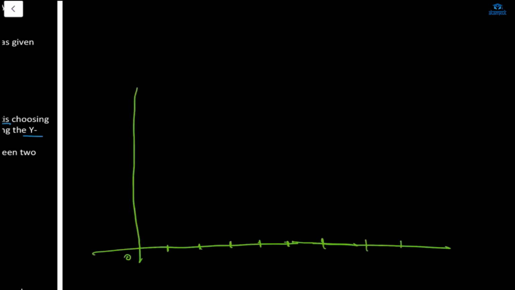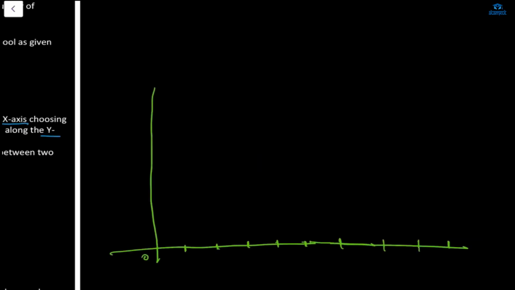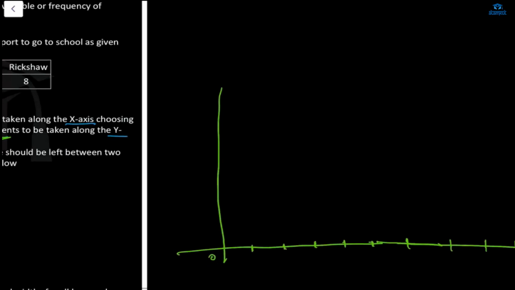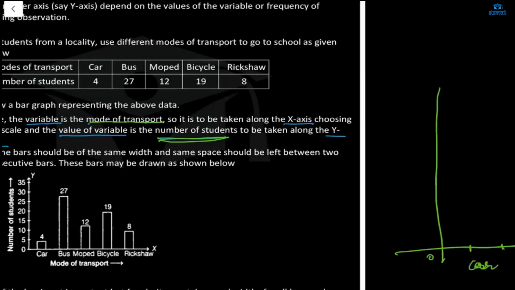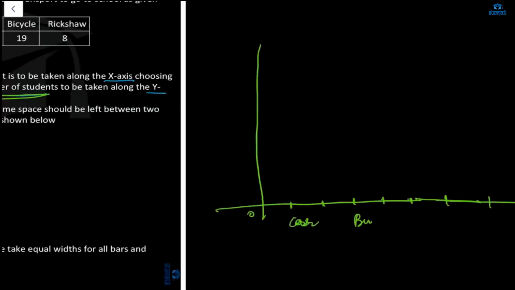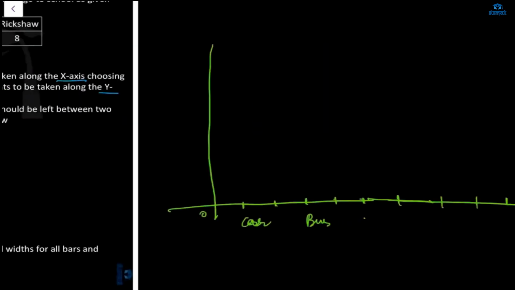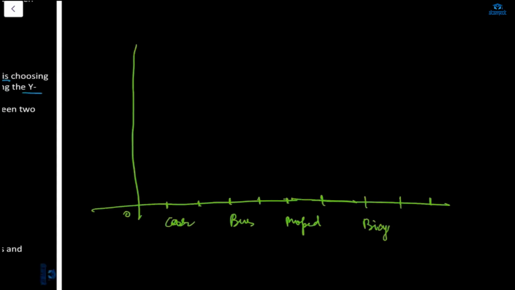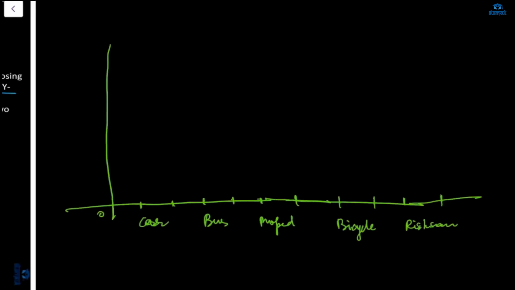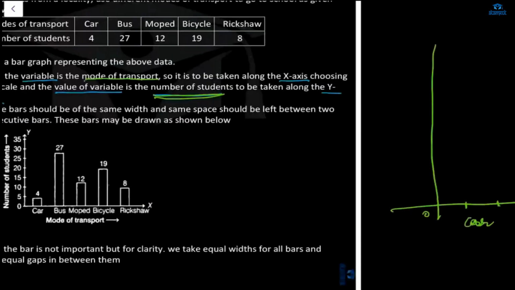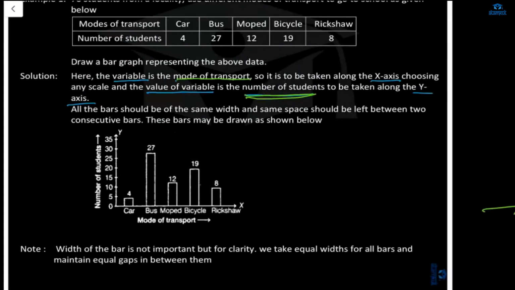This is unequal. So what are the transports that we are having? Car, 1 centimeter you can use for car. Then bus, and there is distance between them. In a histogram, you'll see there is no distance between them, because it is continuous data. Bicycle and rickshaw. Now the value of the variable we are going to mention. You can see here, the values are 4, 8, 19, 12, 27. So till 27 we have to go. If I start with 0, 1, 2, 3, 4, it becomes a little tough.